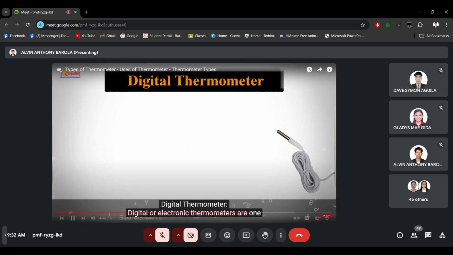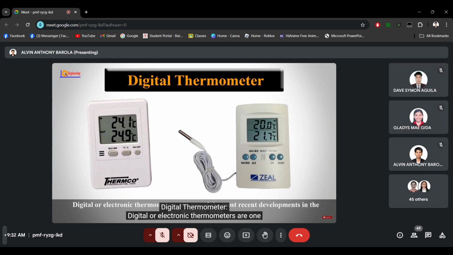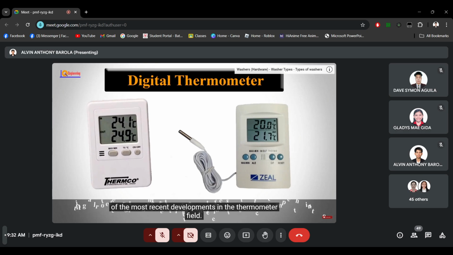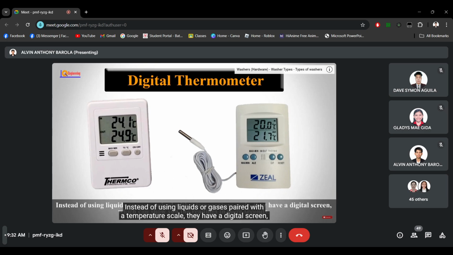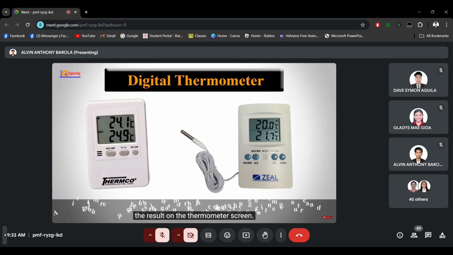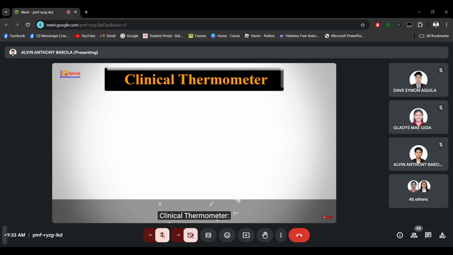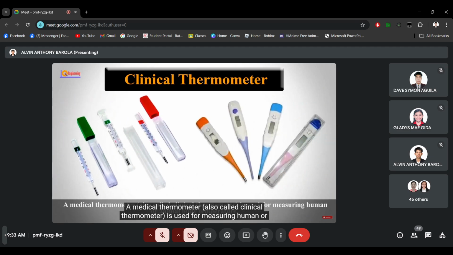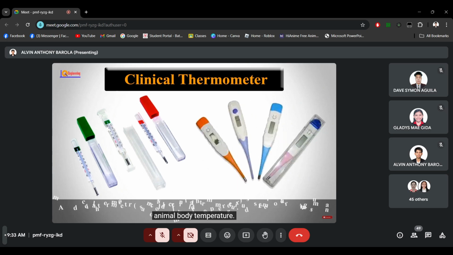Digital thermometer. Digital or electronic thermometers are one of the most recent developments in the thermometer field. Instead of using liquids or gases paired with a temperature scale, they have a digital screen, which can show you the readings in mere seconds. A digital thermometer has a sensor that reacts to the change in temperature and projects the result on the screen. Clinical thermometer. A medical thermometer, also called clinical thermometer, is used for measuring human or animal body temperature.